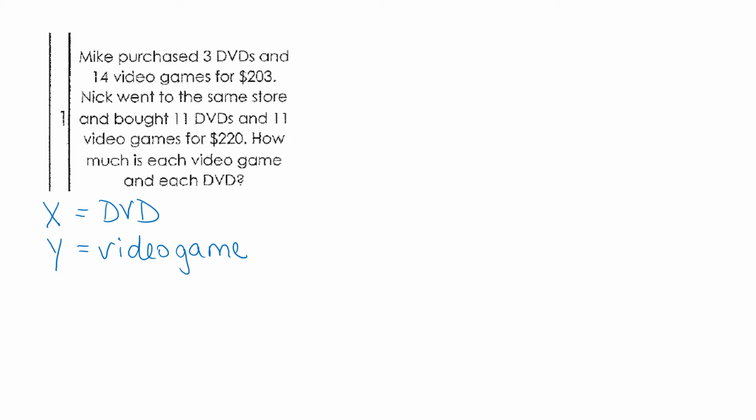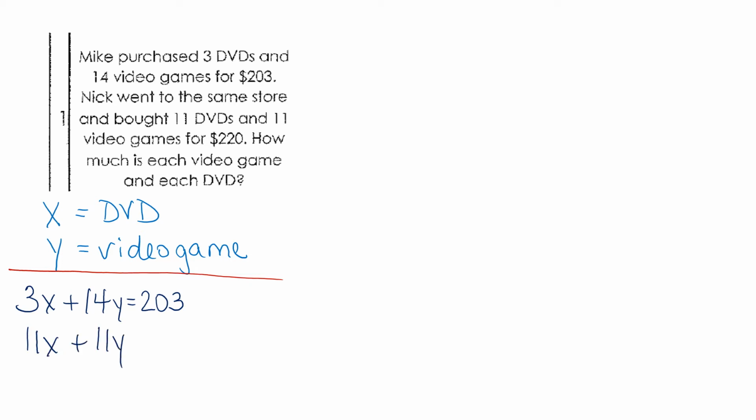Your next step is to go ahead and write a system of equations for your statements that you have up there. So Mike purchased 3 DVDs, so that would be 3X, and 14 video games, so plus 14Y equals 203. And then Nick had 11 DVDs, so that's 11X, plus 11 video games, represented by 11Y, equals 220.